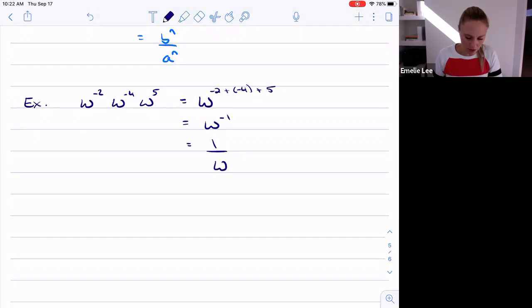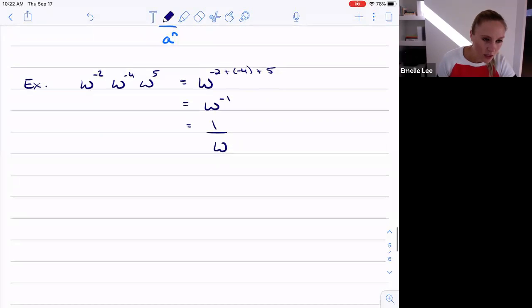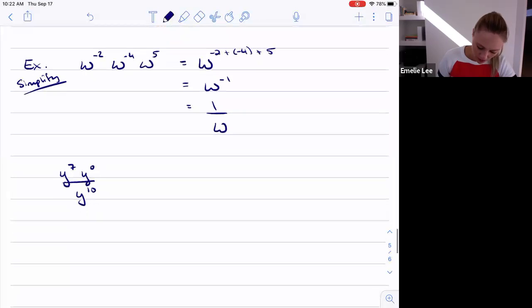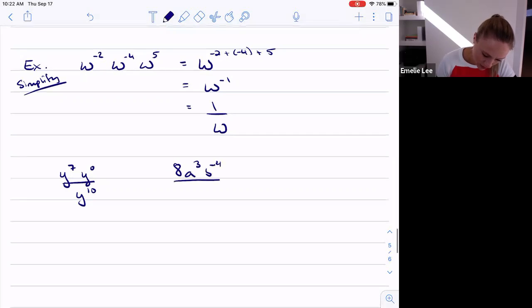Now I've kind of lost, I'll write down this example, the next one. Actually, the next two. y to the power of 7 times y to the power of 0 over y to the power of 10. And I just want you to rewrite it, just simplify. And then the next one I want you to do is 8 times a to the 3 b to the negative 4 over 2 times a to the negative 5 b to the 5.